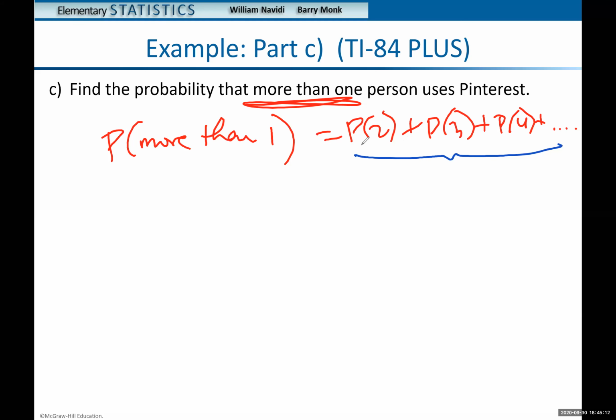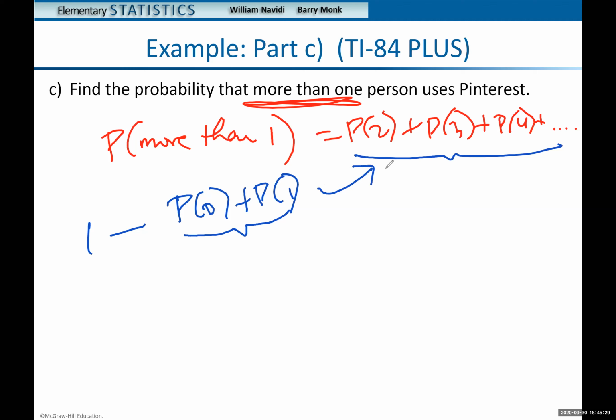Do you agree? So the complement of this, let's say you have the probability of zero and probability of one, if you get this and subtract it from one, you will get this. Do you agree? So when you get the complement, that is for you to get all of more than one. In other words, to answer probability of X greater than one, it should be one minus probability of less than or equal to one. Do you agree?